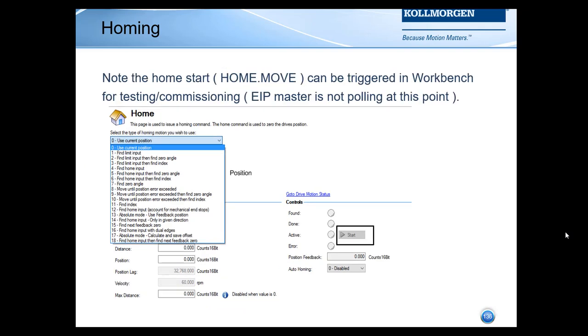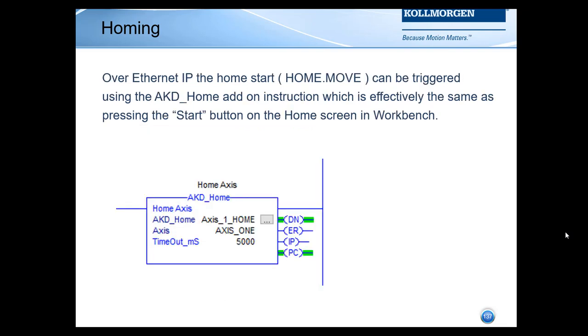Note on the home screen there is a home start button which executes the home.move command. The home start can be triggered in Workbench for testing and commissioning, such as when the Ethernet IP master is not polling at this point and you have control using Workbench. Over Ethernet IP, the home.move can be triggered using the AKD home add-on instruction, which is effectively the same as pressing the start button on the home screen in Workbench.